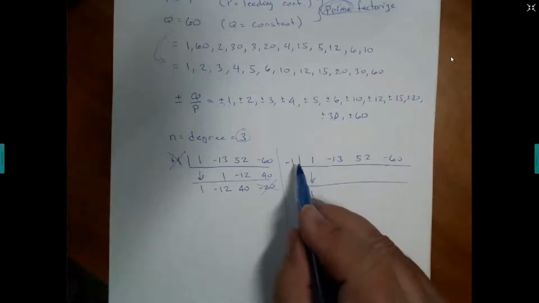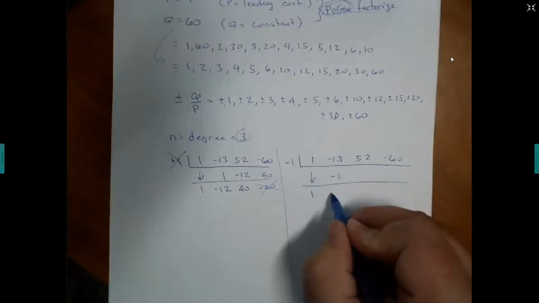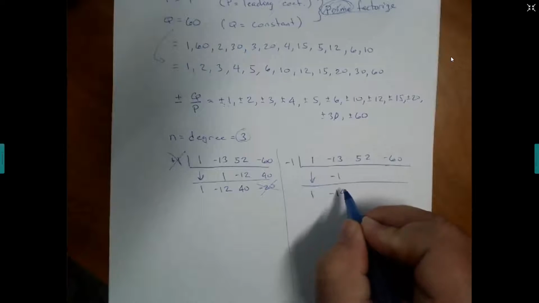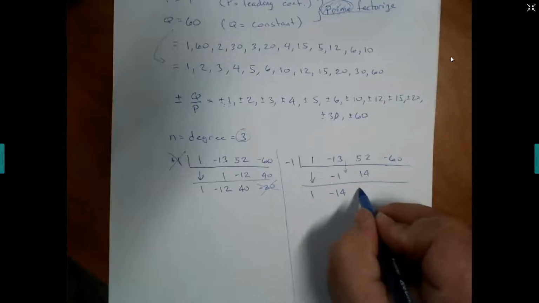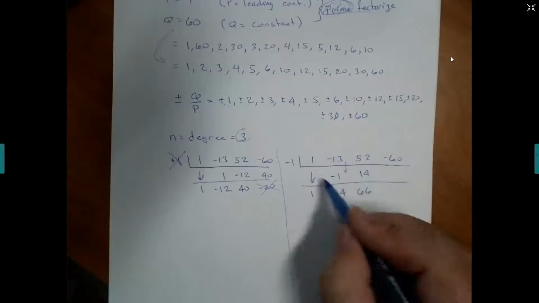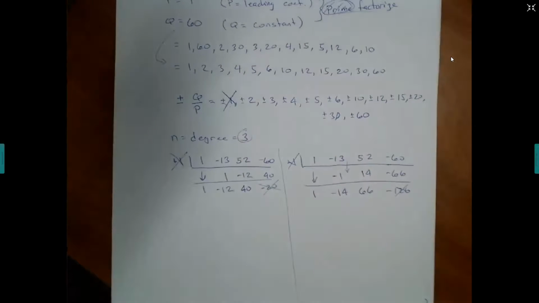Do the same thing with the next one. Bring down the 1. Negative 1 times 1 is negative 1. That's negative 14. You add straight down. Negative times negative is positive. 1 times 14 is 14. Negative 66 equals negative 126, and that's not going to work. So we know 1 and negative 1 don't work.